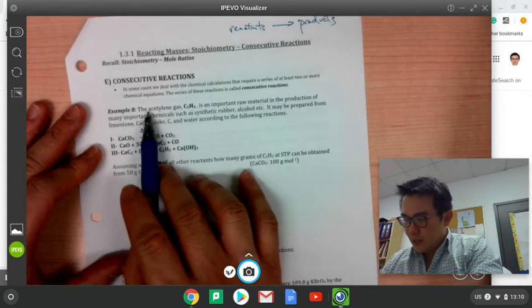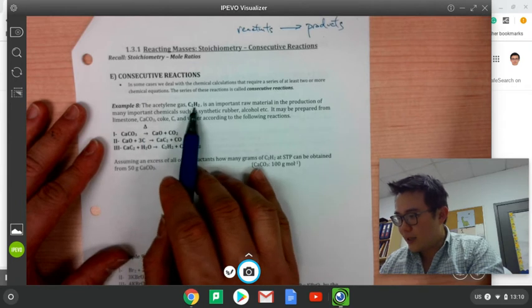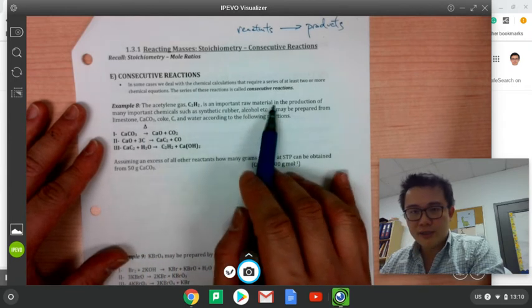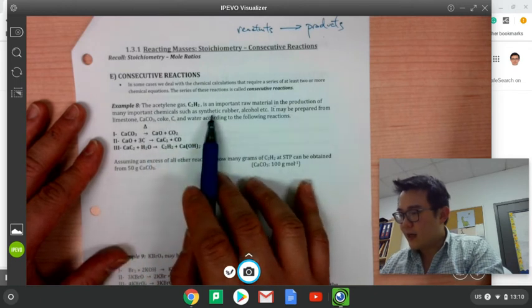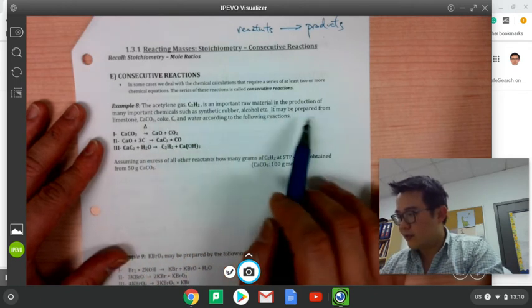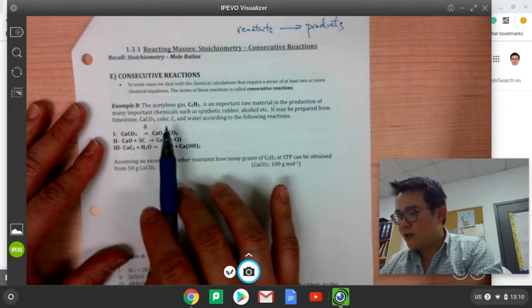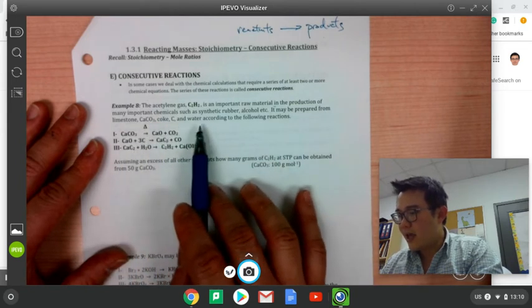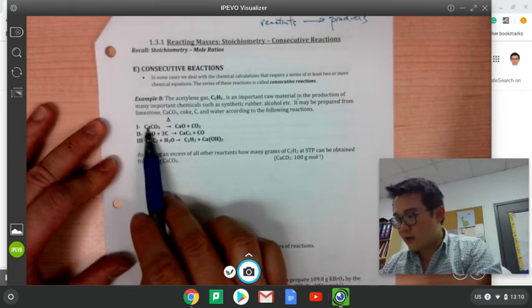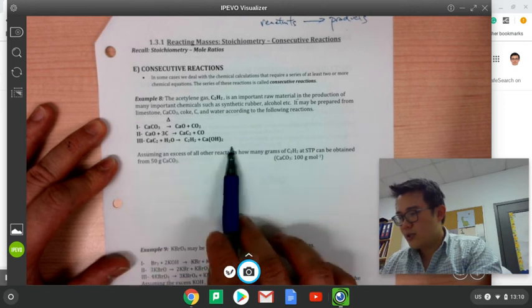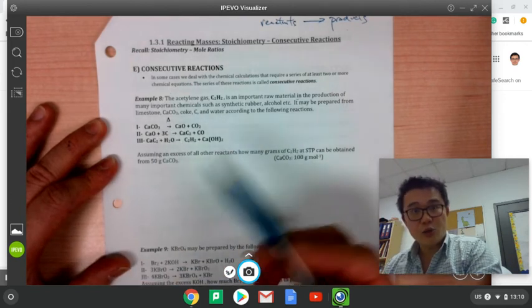So in this particular example, acetylene gas, C2H2, is an important raw material in the production of many important chemicals such as synthetic rubber, alcohol, etc. It may be prepared from limestone, CaCO3, coke, C, and water according to these reactions. So as you can see here, there are three reactions. By the way, this delta here means heat is used. Okay?